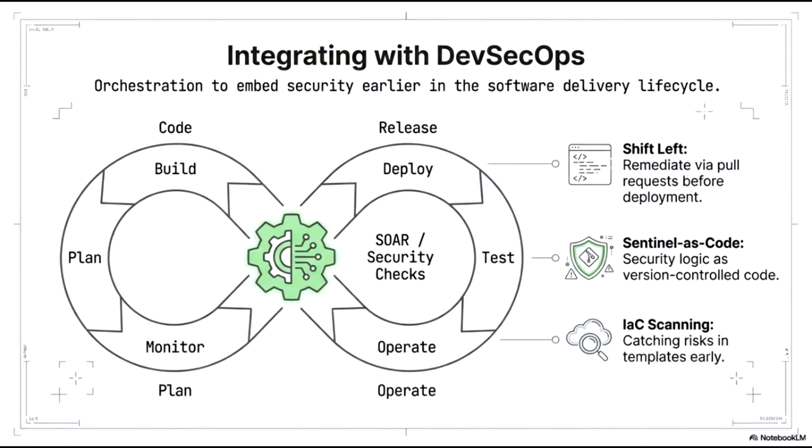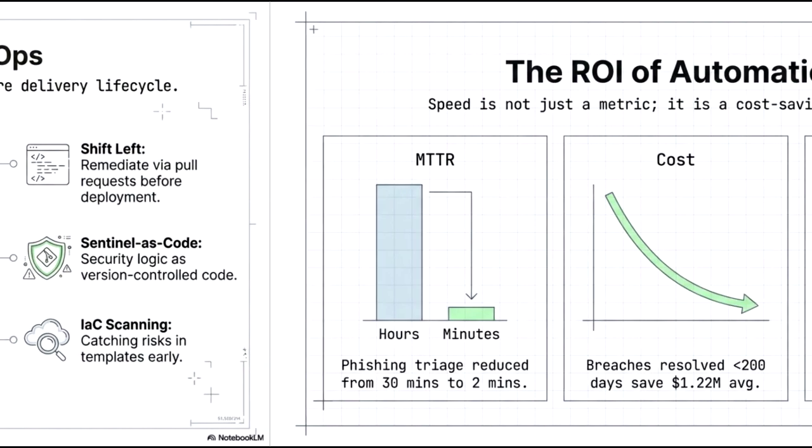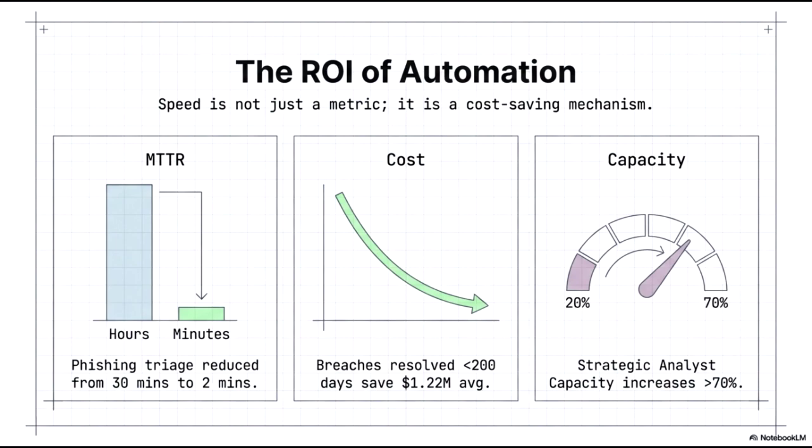This holistic orchestration ensures that SOAR and automated security checks are seamlessly integrated into our delivery pipeline, making security an inherent characteristic of every release. Automation serves as a critical cost-saving mechanism by transforming speed into a tangible business asset.